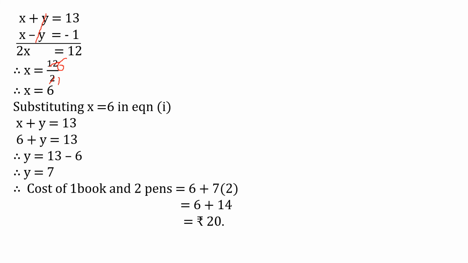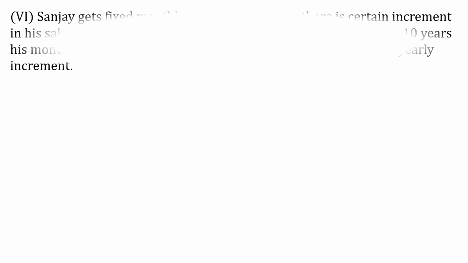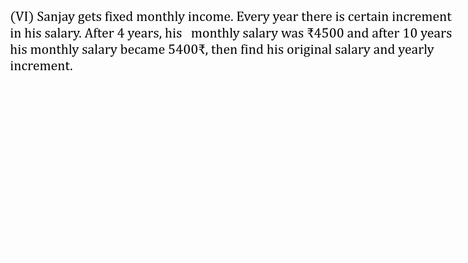Got it, students? Now moving to the sixth one. Sanjay gets a fixed monthly income. Every year there is a certain increment in his salary. After 4 years his monthly salary was 4,500 and after 10 years his monthly salary became 5,400 rupees. Then find his original salary and yearly increment. Students, this sum is the same as the textual sum which I have explained in the previous lecture. So you'll do this sum by yourself. It is homework.